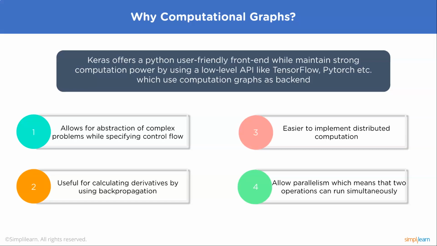It's easier to implement distributed computation. Keras is a really nice way to package it and get it off on different computers and share it. And it allows parallelism, which means that two operations can run simultaneously. So as we start developing these backends, it can do all kinds of cool things and utilize multiple cores and GPUs on a computer to get that parallel processing up.